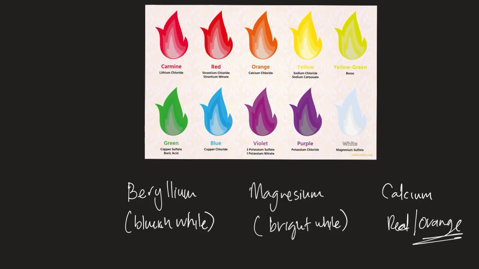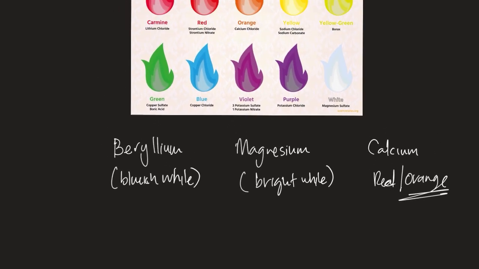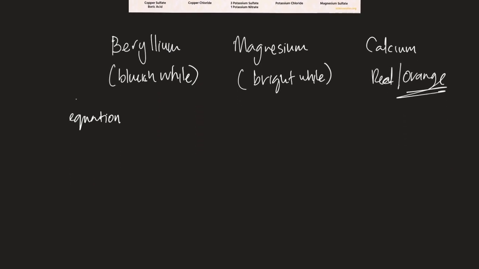So what you need to know for each of these is, for example, how to write the equations and how to balance. So let's look at the first one. So if I had beryllium, I'd have the equation. Now I'm going to show you a new thing here. You can have a word equation. You can have a chemical equation.